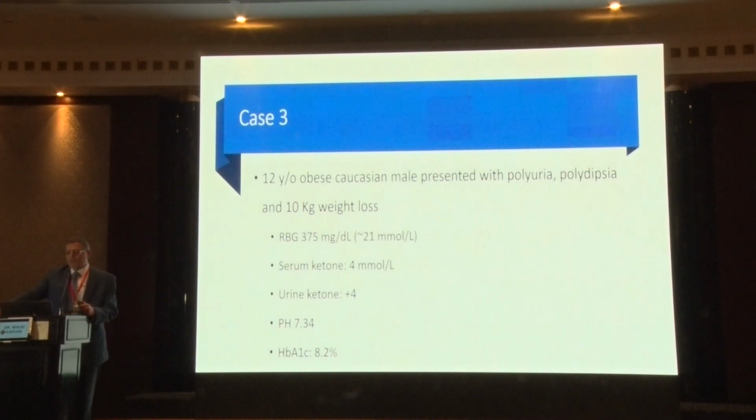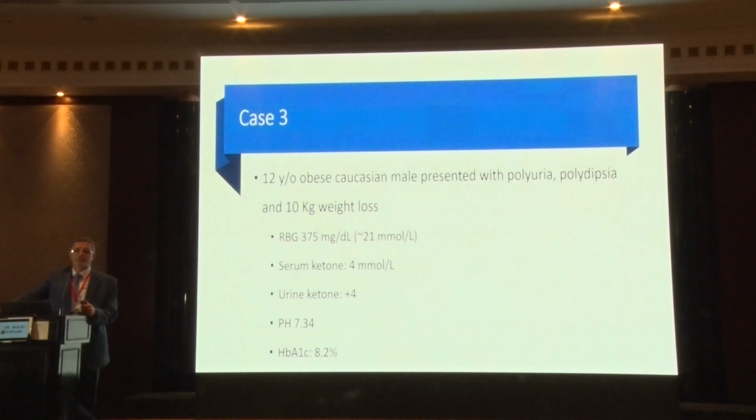Okay, case 3, you have a 12 years old, obese Caucasian male. So 12 years old, obese Caucasian. Every word in the question has a purpose, okay? Except male, could be female though here. Presented with polyuria, polydipsia, and 10 kilogram weight loss. Random blood glucose 375 milligram per deciliter, which is about 21 millimole. Serum ketone is plus or 4 millimole per liter.